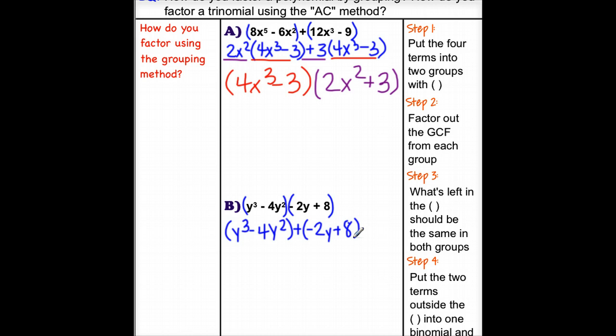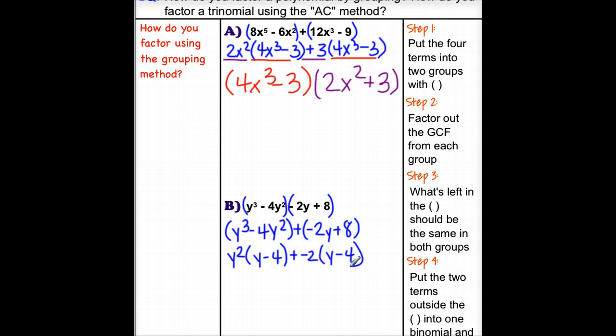So then I look at my first one, I can factor out a y squared, which leaves me with y minus 4. Now the big key here is I want to factor out that negative, because I want to end up, as you can see, with a y minus 4, and the only way I can do that is if I factor out that negative 2. And that leaves me with y minus 4.